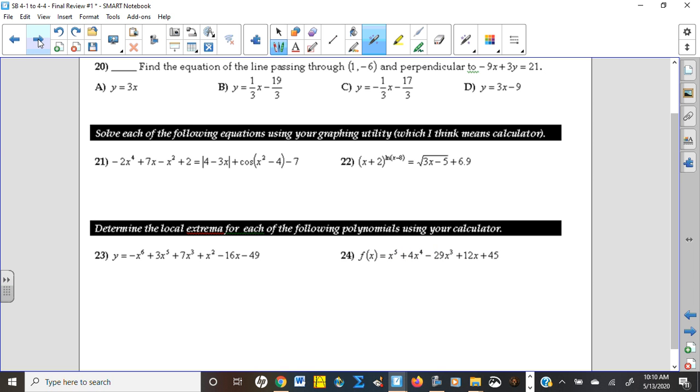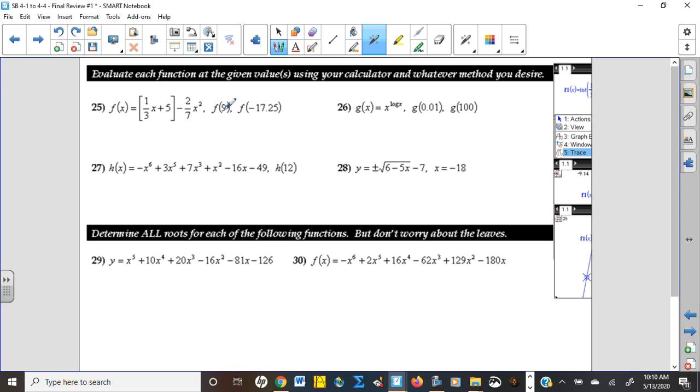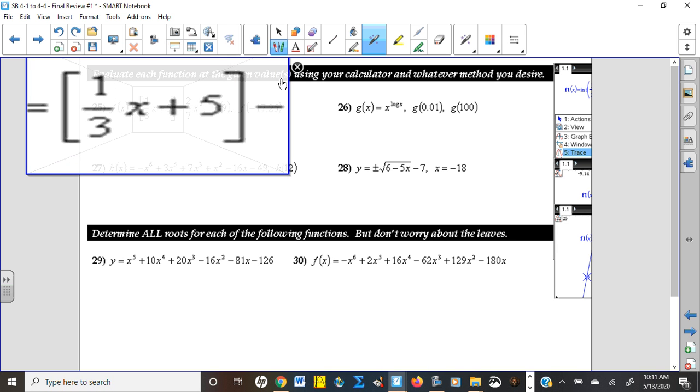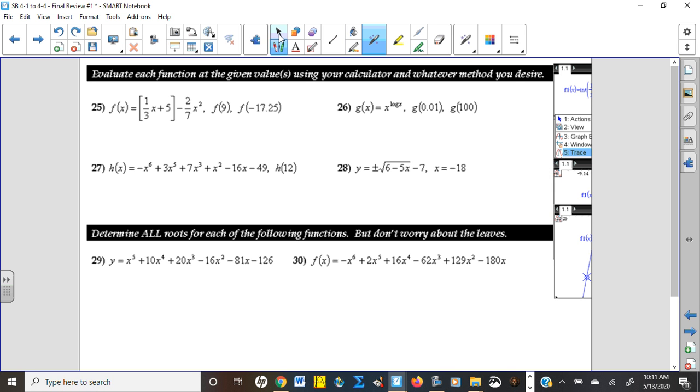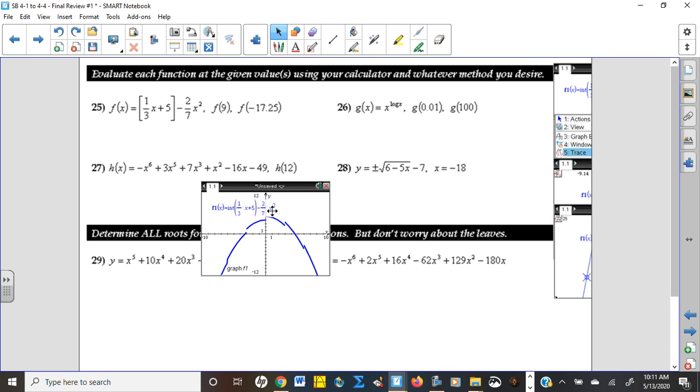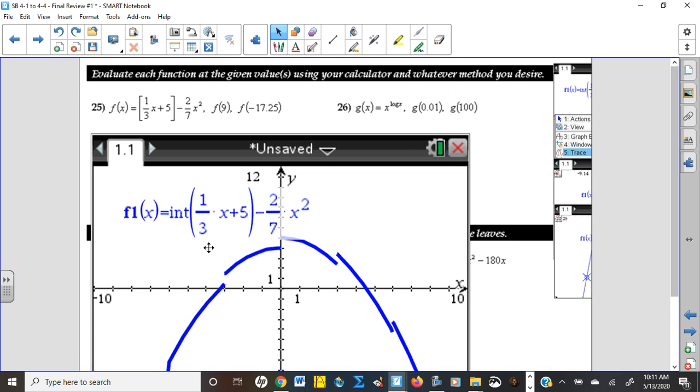25 through 28 were problems you had to put in your graphing calculators and then evaluate. And I did get asked about number 25. Once again, it may be that people just thought these were brackets here, this part of the function. Those aren't brackets. Those brackets mean greatest integer function to us. And so we have to plug it in. That's the greatest integer of 1/3 x plus 5 minus 2/7 x squared, and this is the graph you would get.